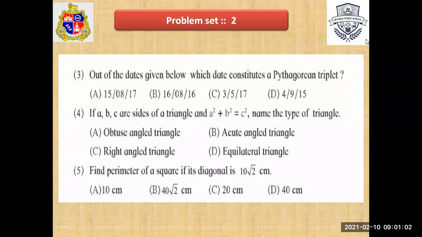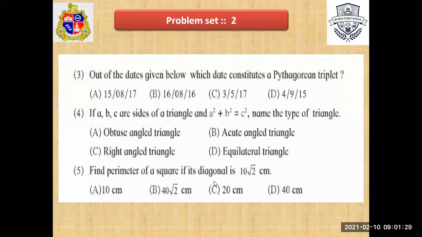But when this condition is here, a square plus b square is equal to c square, if we consider c is the hypotenuse and a and b are the remaining two sides of a right angle triangle, then the sum of the squares of the remaining sides is equal to the square of the hypotenuse. Then we say that it is a right angle triangle. So option C is the correct answer.